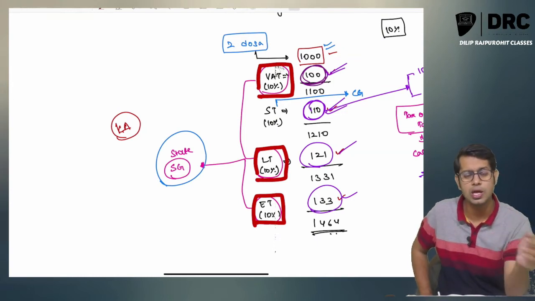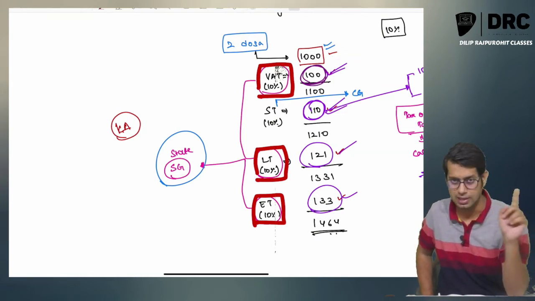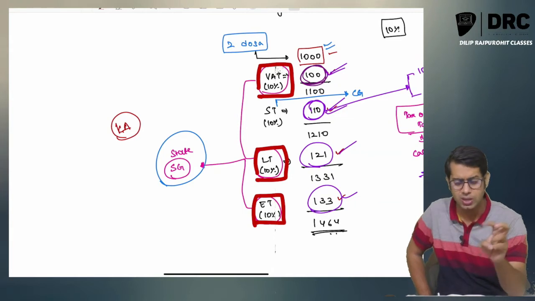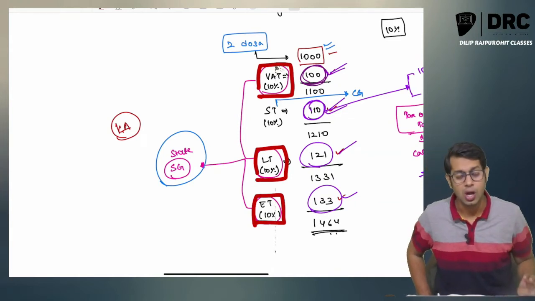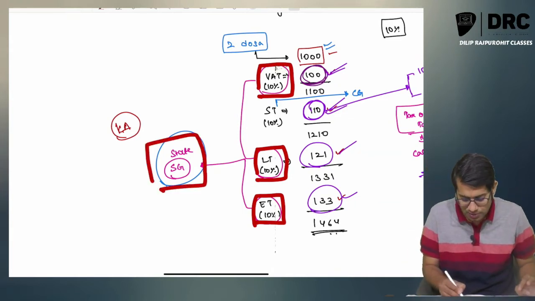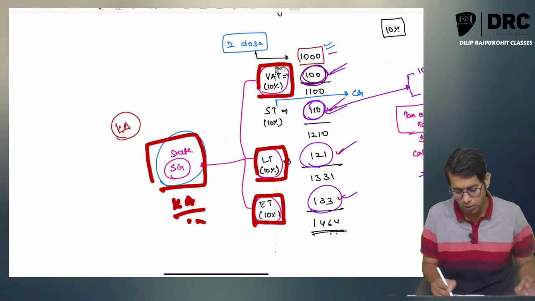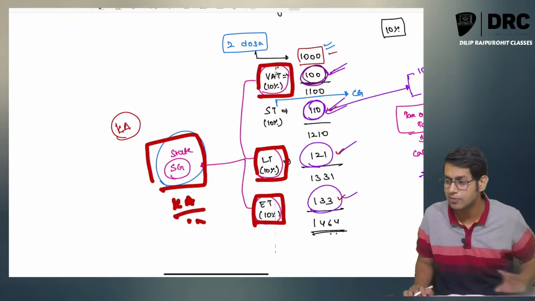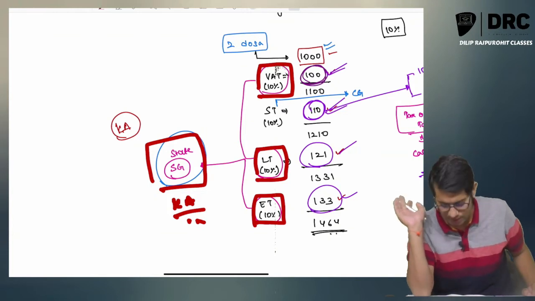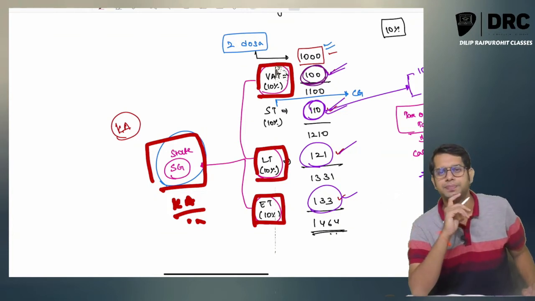It is the supply of dosa only. For that supply of dosa, they are collecting VAT also, entertainment tax also, luxury tax also. And who is collecting it? It is the same state government of Karnataka. Please note, it does not mean that only in Karnataka they were collecting these taxes. In other states also similar types of taxes were collected.